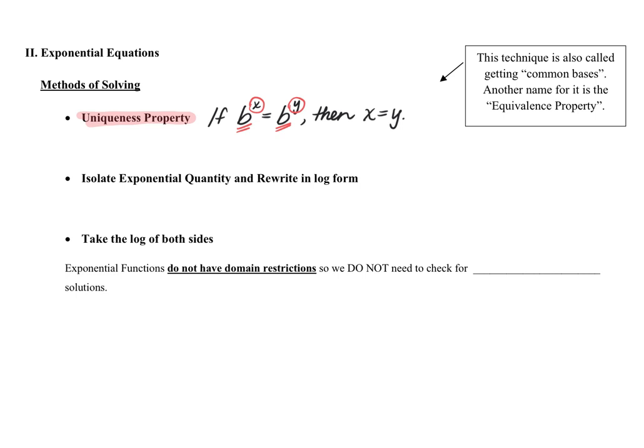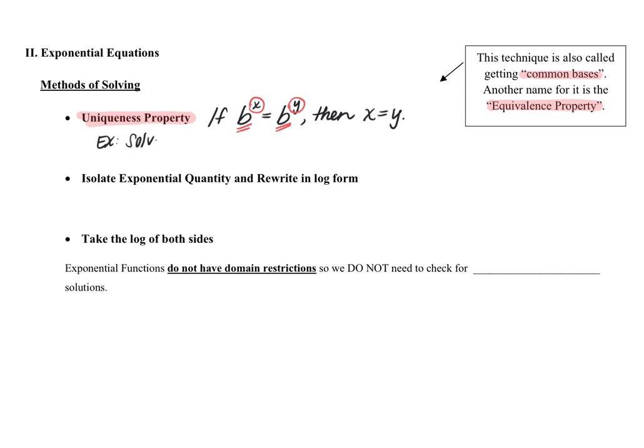Now that's also called the equivalence property in some textbooks, and some people just refer to this technique as getting common bases. So these three phrases all mean the same thing. You're basically getting the bases to be the same. Here's a quick example of an equation where you could use the uniqueness property.